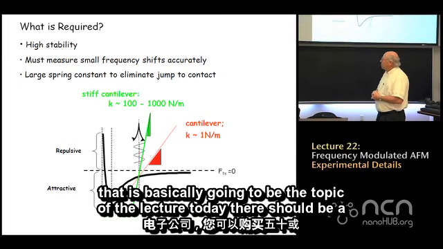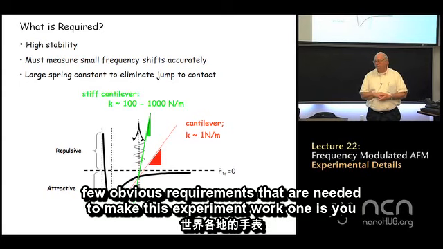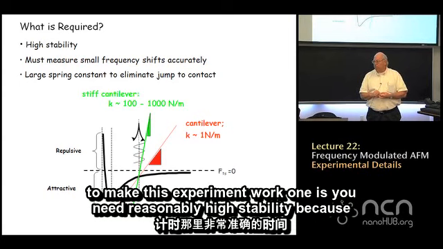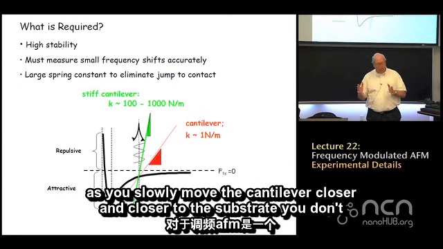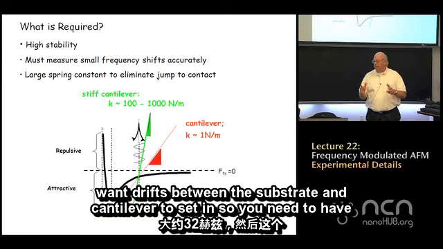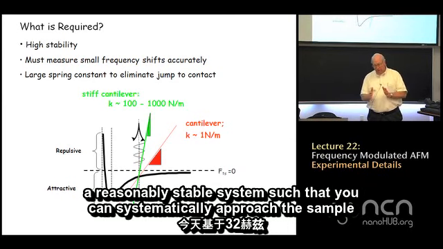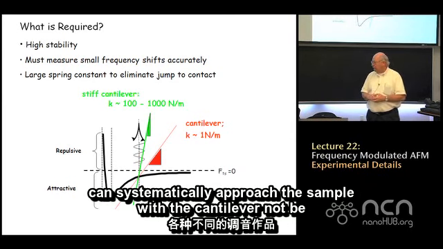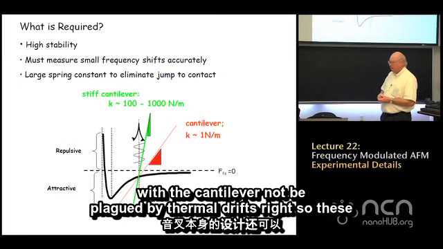There should be a few obvious requirements that are needed to make this experiment work. One is you need reasonably high stability, because as you slowly move the cantilever closer and closer to the substrate, you don't want drifts between the substrate and the cantilever to set in. So you need to have a reasonably stable system such that you can systematically approach the sample with the cantilever and not be plagued by thermal drifts, right?